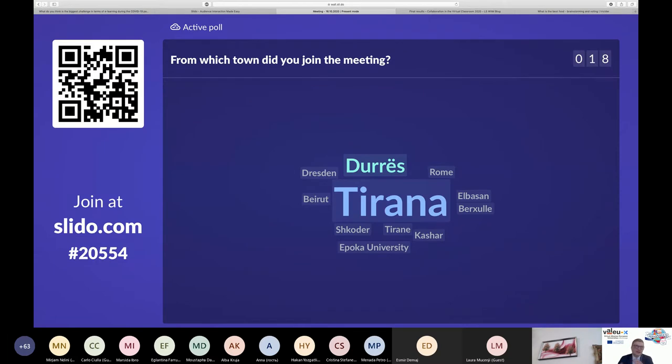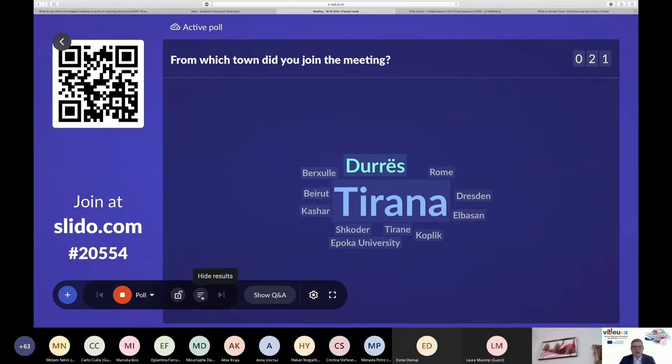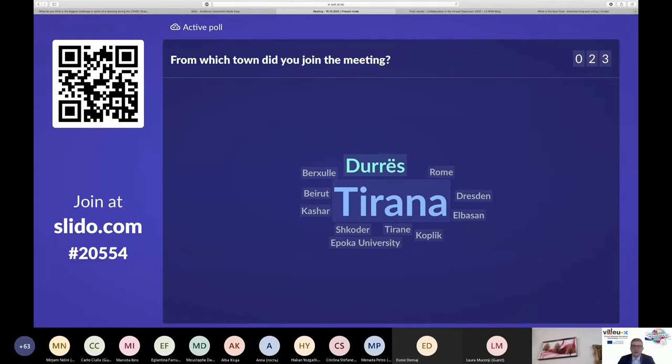Last chance, scan the QR code, enter the town you're coming from, where you joined the meeting, to get an overview of where all the people come from. And we see the biggest one is Tirana right now. Then Durres, place two, and all the other towns. Thank you very much for entering your town. Great opportunity. So this is only one function of Slido. There are more, but the word cloud feature is free to use.